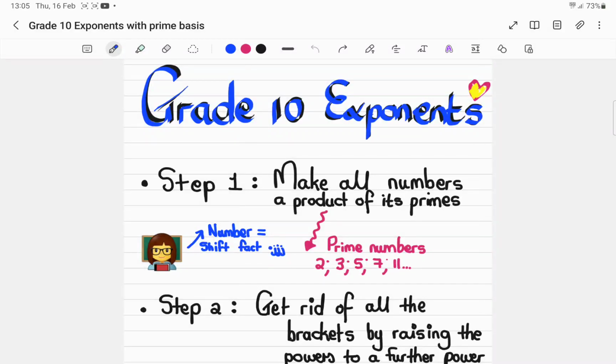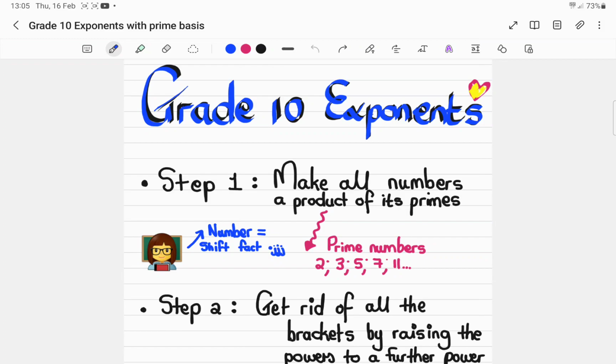Hello grade 10s and welcome to another video on exponents, where we're going to look at grade 10 exponents. This is what we are busy with at the moment in our class at my school. So you might be a little bit behind or a little bit ahead, but when you get to this, hopefully it helps a bit.